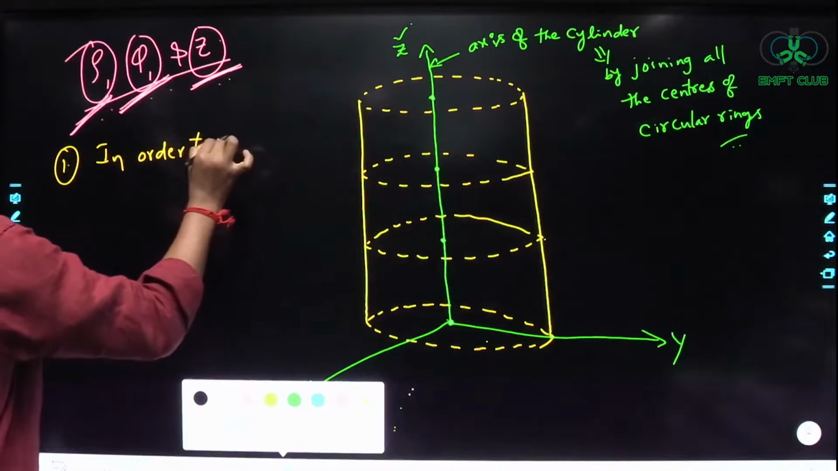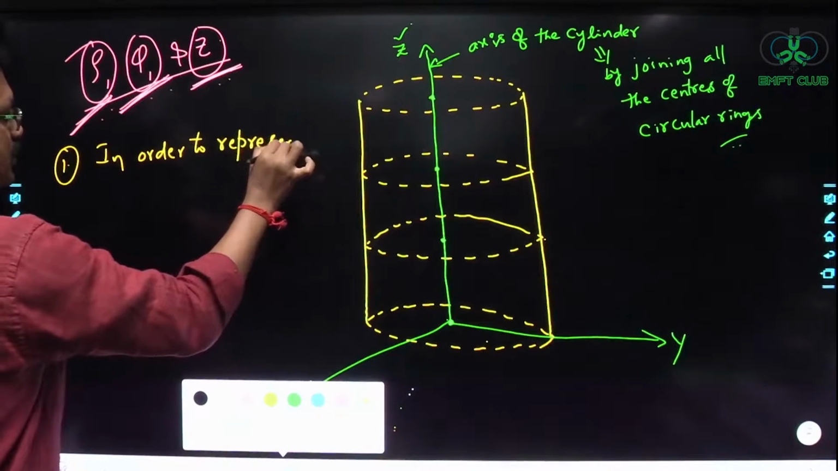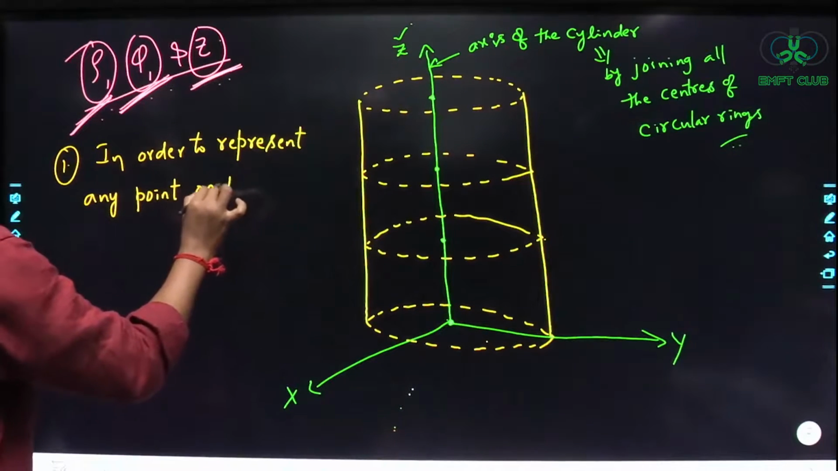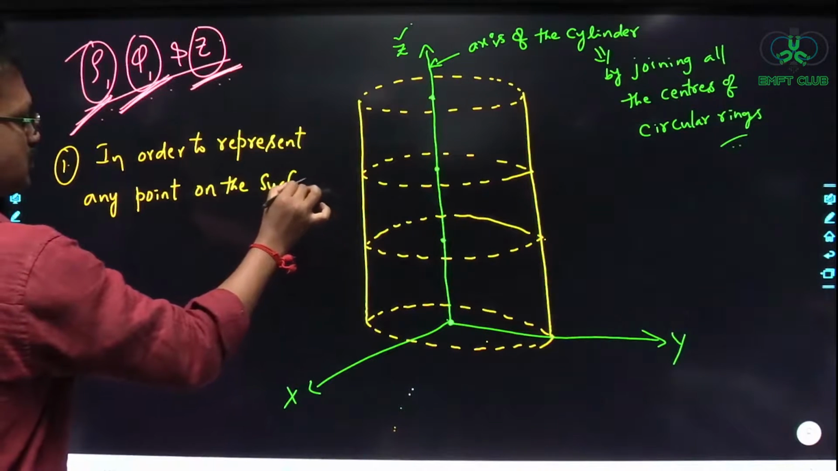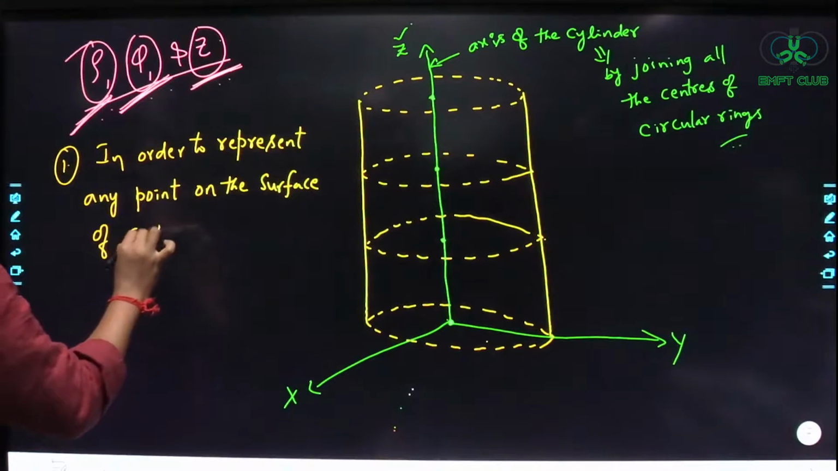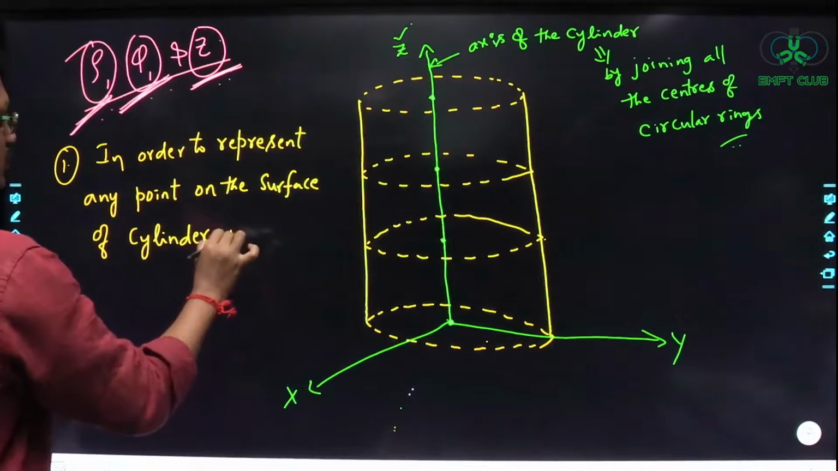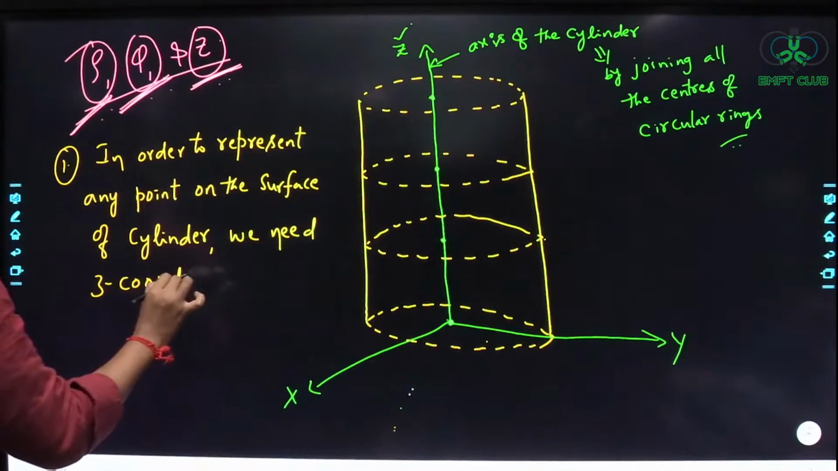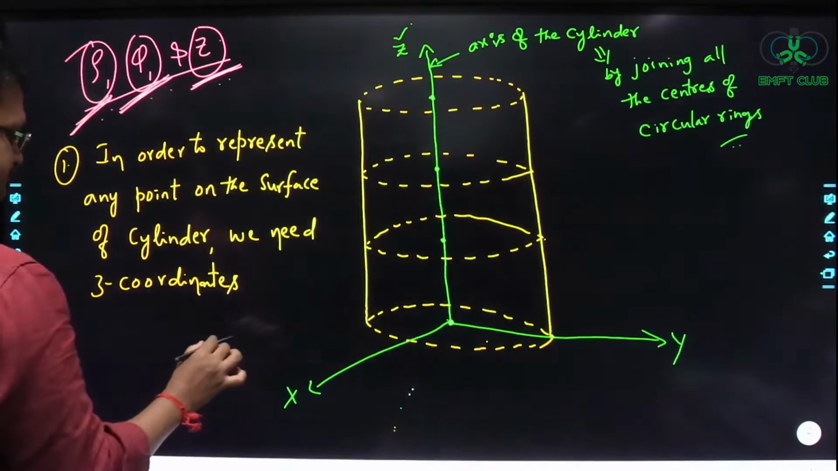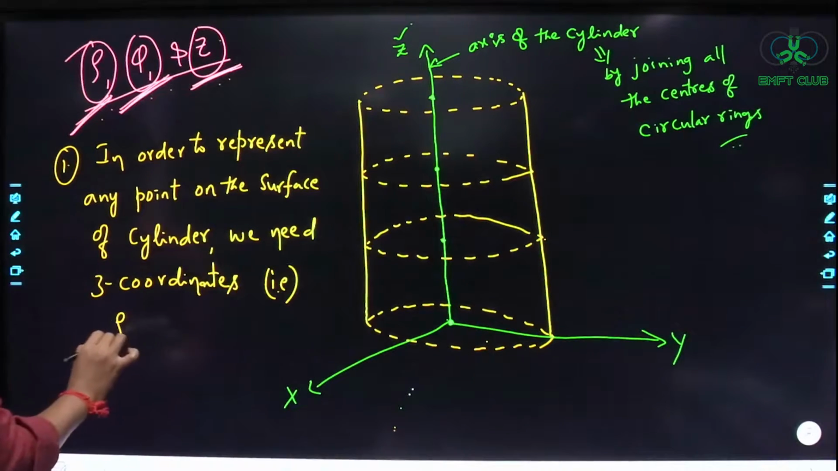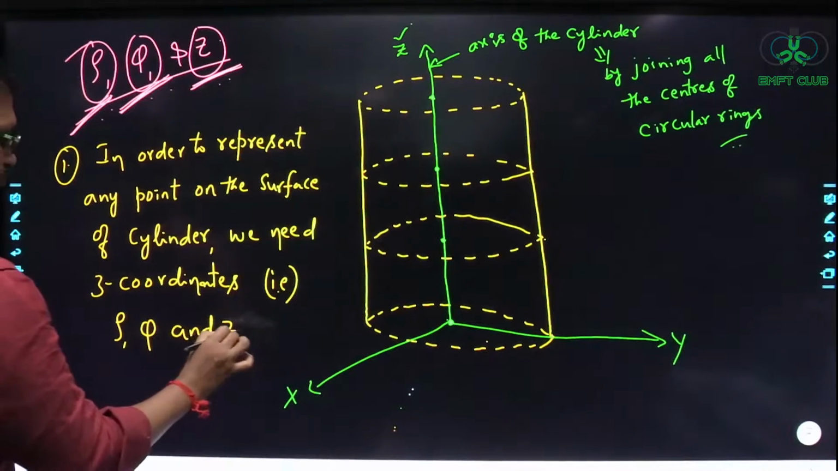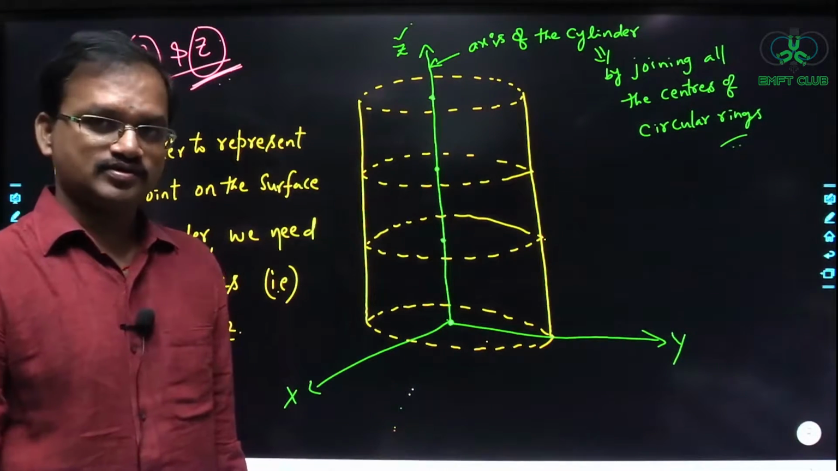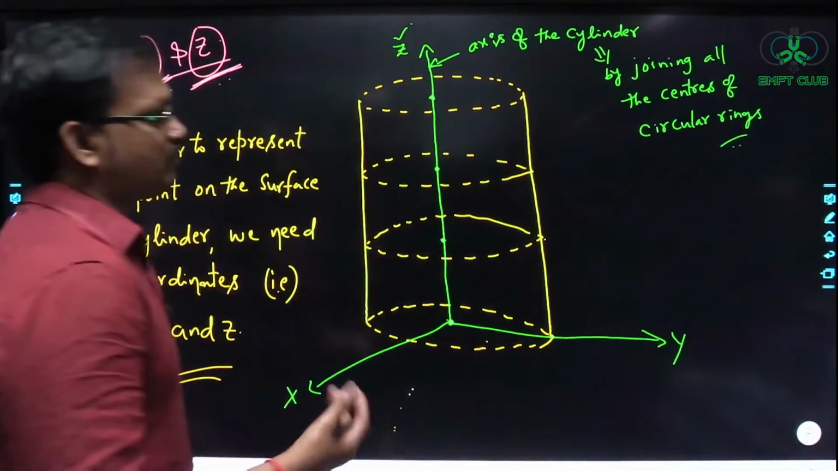In order to represent any point on the surface of a cylinder, we need 3 coordinates. That is rho, phi and z. So these are the 3 coordinates we need in order to represent any point on the surface of the cylinder, right?